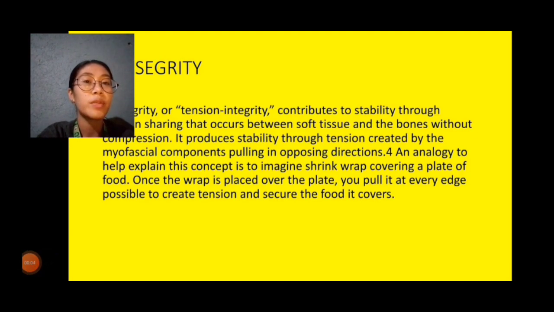When we say tensegrity, it is the combination of tension and integrity. It contributes to stability through shear forces sharing that occurs between soft tissue and the bones without compression. It produces stability through tension created by the myofascial components pulling in opposing directions. An analogy to help explain this concept is to imagine shrink wrap covering a plate of food. Once the wrap is placed over the plate, you pull it at the very edge to create tension and secure the food it covers.